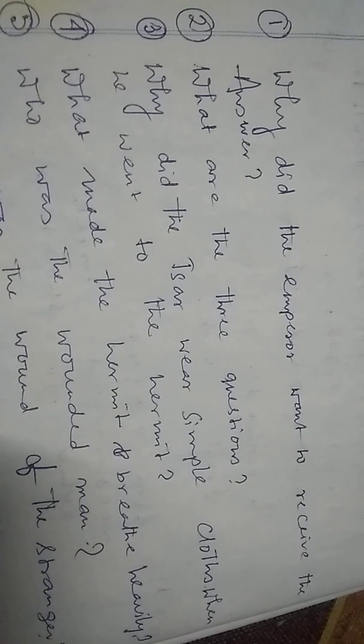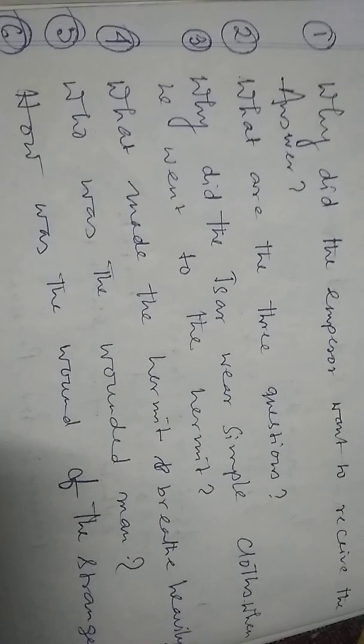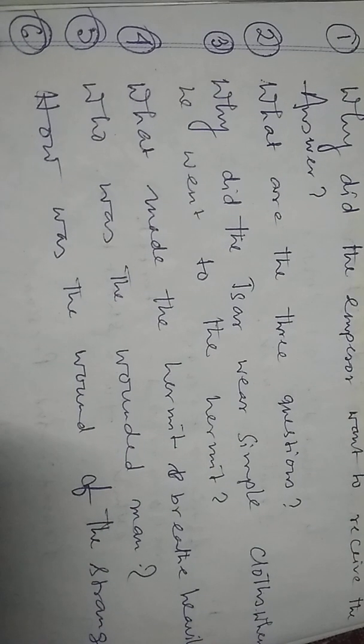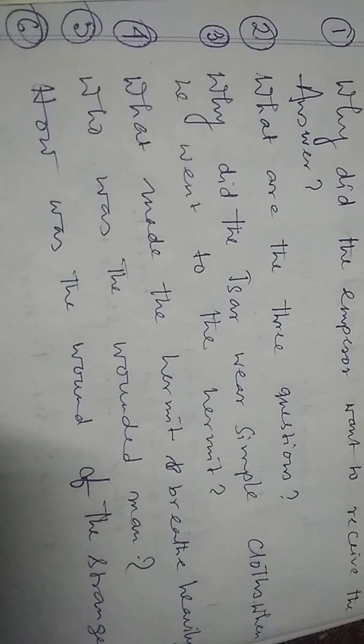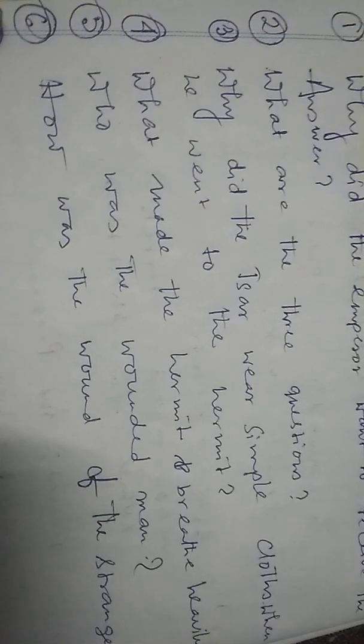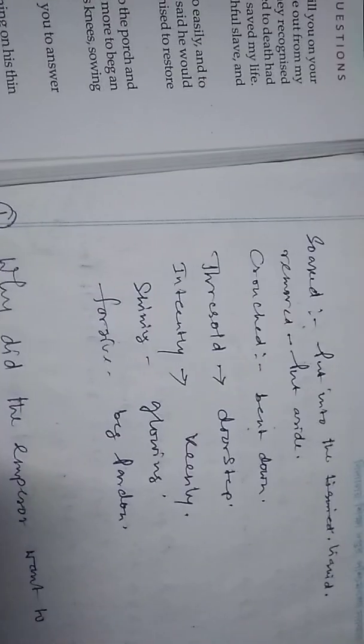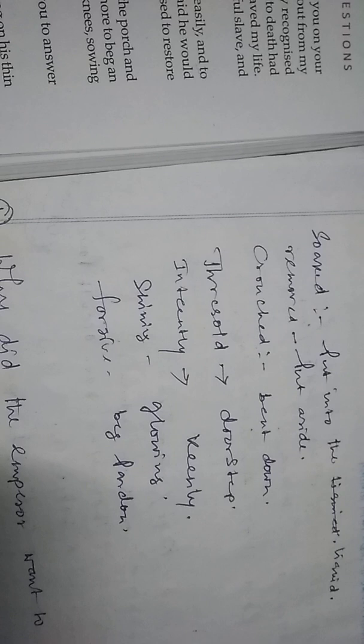Why did the emperor want to receive the answer? What are the three questions? Why did the Tsar wear simple clothes when he went to the hermit? What made the hermit breathe heavily? Who was the wounded man? How was the wound of the stranger? So that's 6 questions you will do, and you must do these word notes.